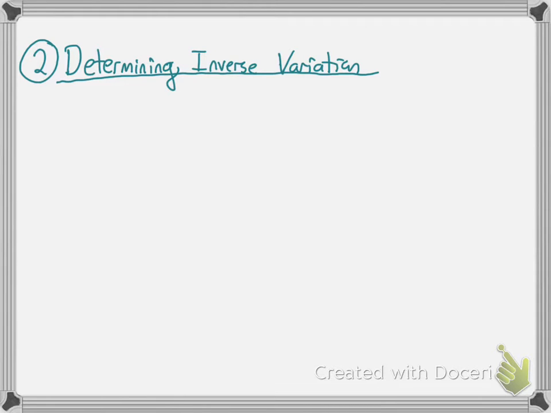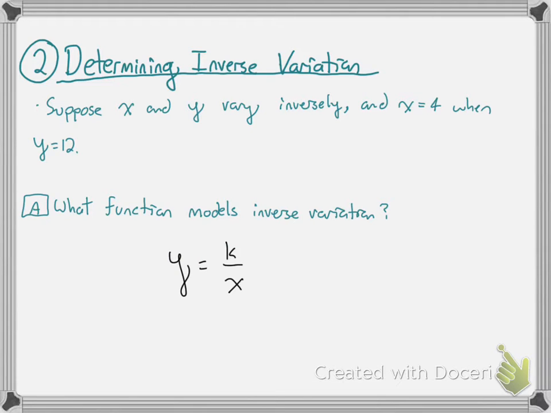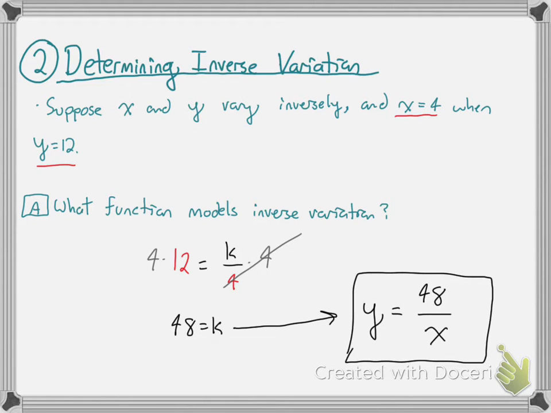Now, let's look at determining inverse variation. Suppose x and y vary inversely and x equals 4 when y equals 12. What function models inverse variation? So I have my x and y value. All that I really need, though, for an inverse or direct variation equation is that constant k value. So I'm going to use the x and y that are given to find my k value here. So I know that they vary inversely, so I'm going to use this equation. I'm going to find k, so I'm going to plug in 12 and 4 for x and y. All I have to do here is solve for k, so I'm going to multiply 4 on both sides. 48 equals k.